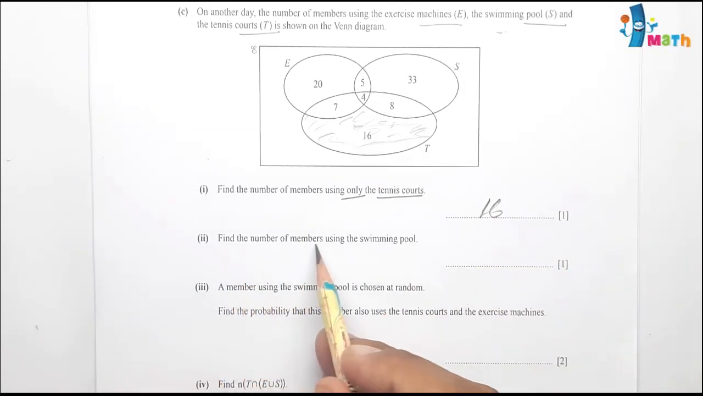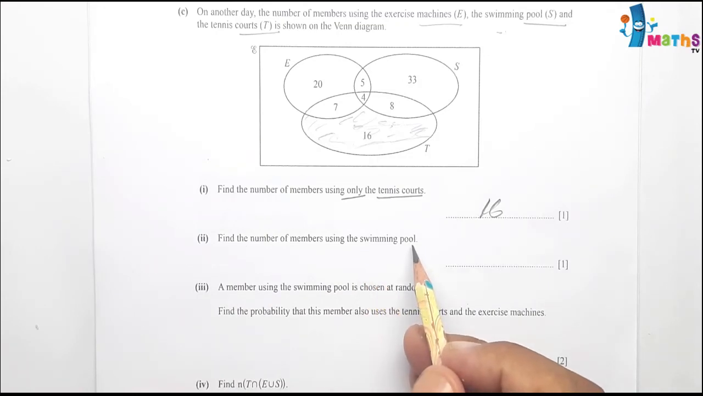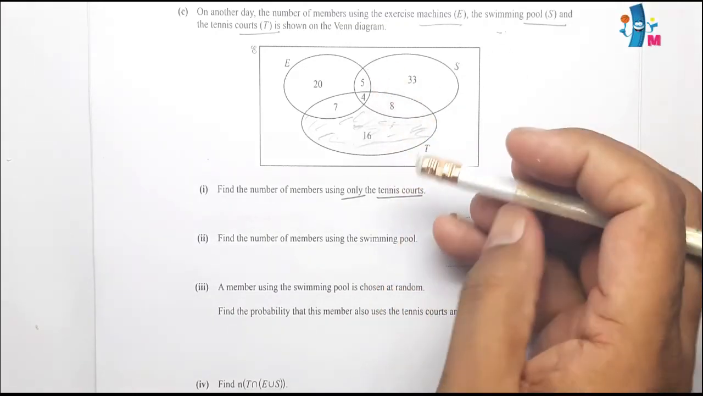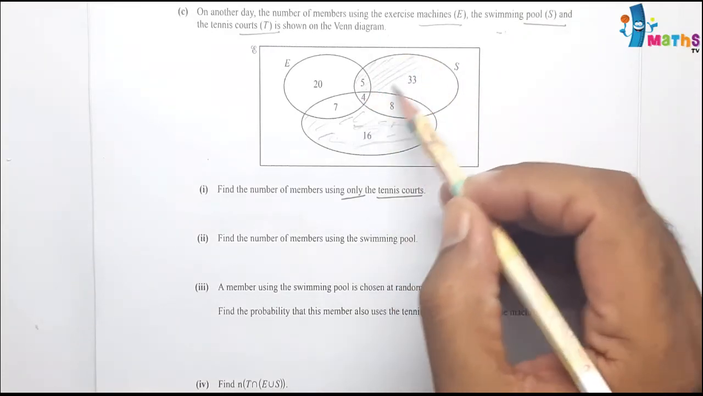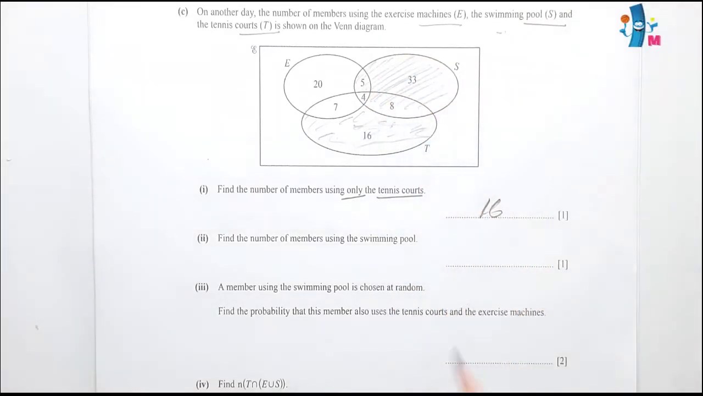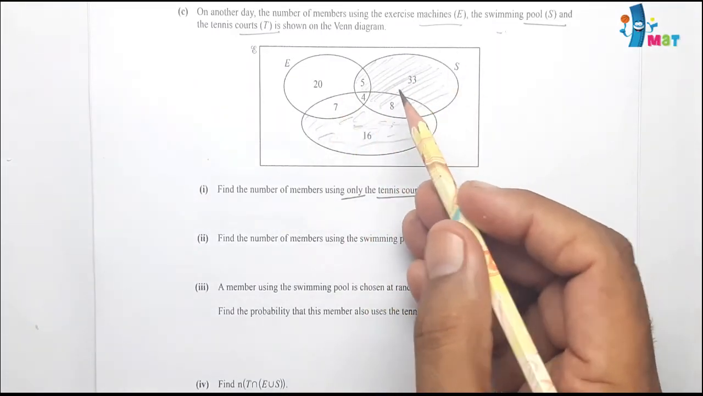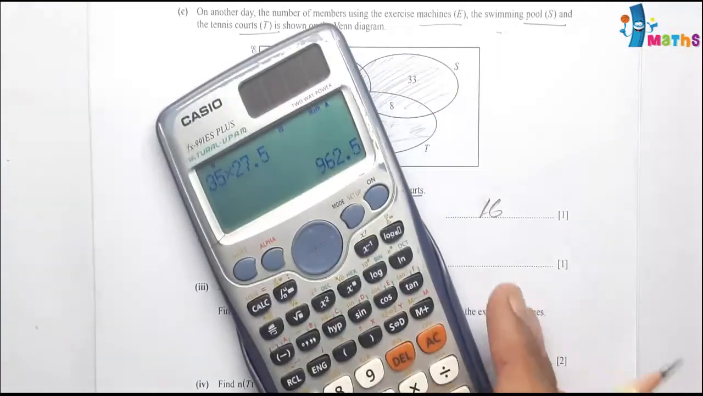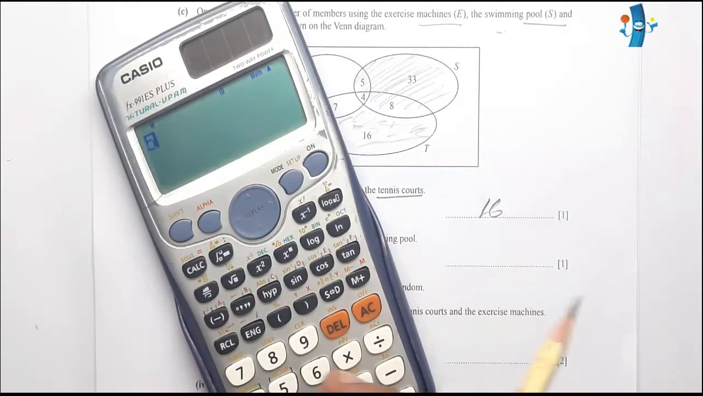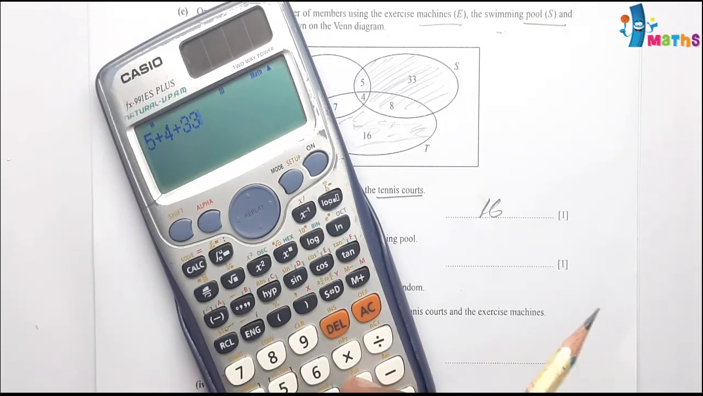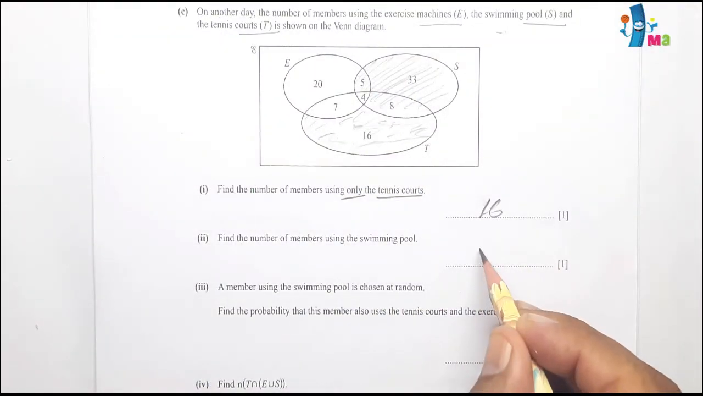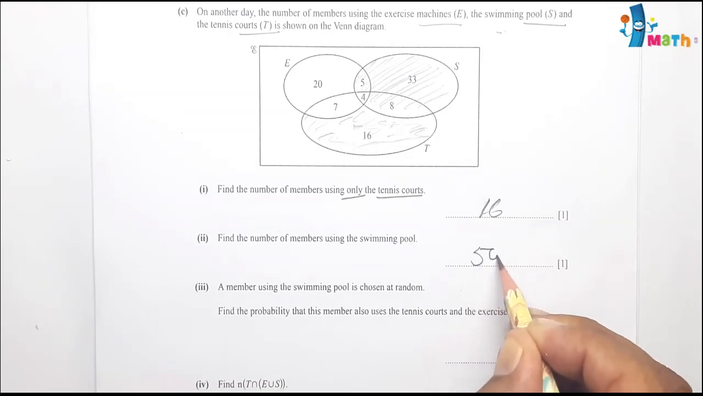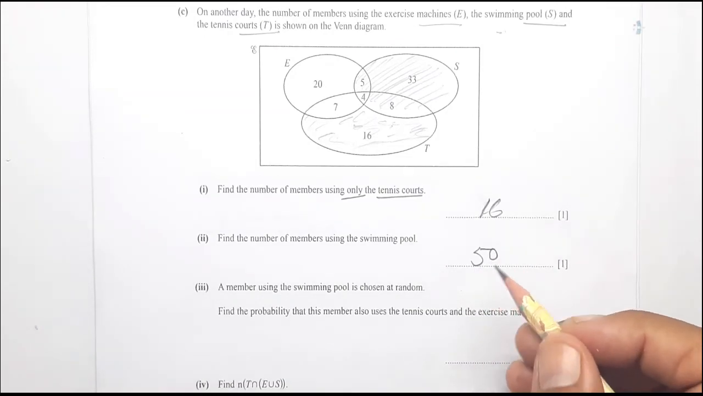Part 2, find the number of members using the swimming pool. So using the swimming pool will be this area. If we add all these numbers, 5 plus 4 plus 33 plus 8, which is equal to 50. So the answer to this one will be 50.